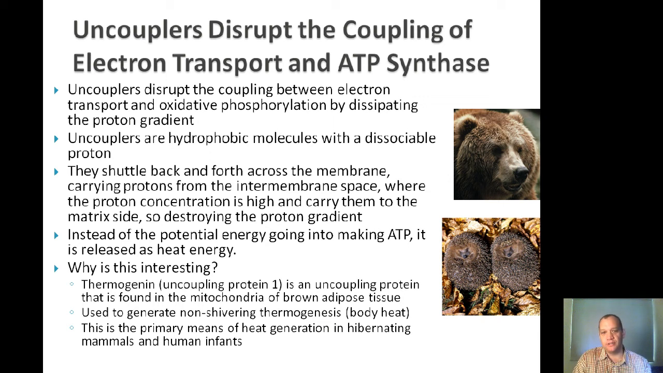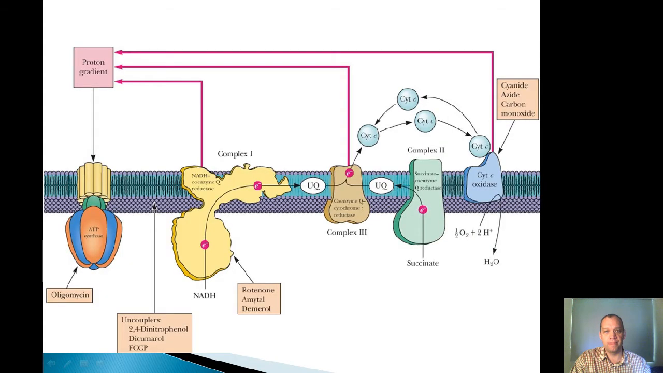So hibernating animals use this uncoupling of the proton gradient in order to generate heat during hibernation. And it's actually also the same that human infants use, who don't yet have the shivering response to cold. They produce this thermogenin uncoupling protein in the adipose tissue, which allows for heat generation.